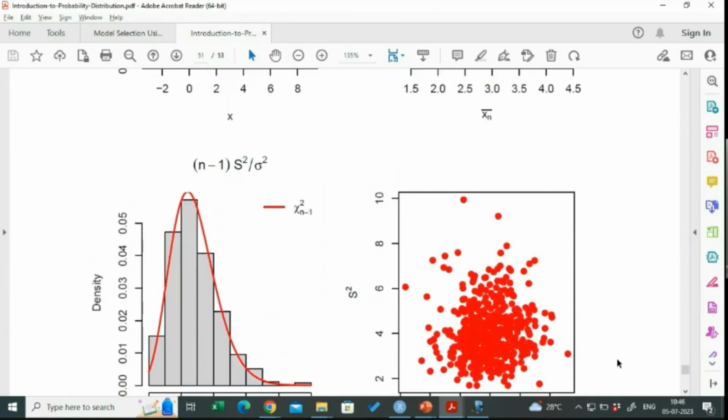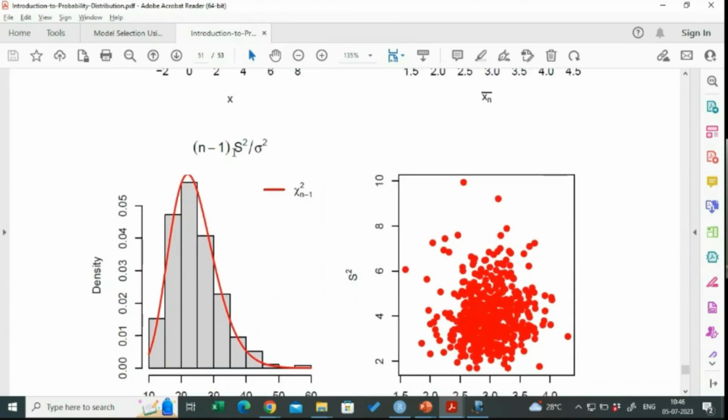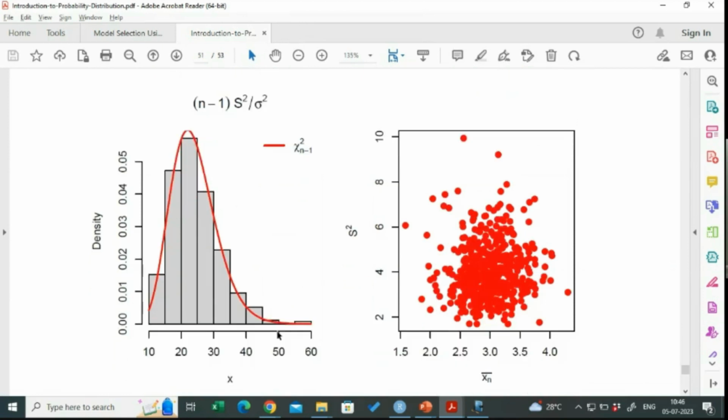Similarly, this distribution follows a chi-square. That's wonderful. For multiple rounds of simulations, we calculated this quantity and drew the chi-square n minus 1 graph on it. Similarly, for a normal distribution, we always know that the sample mean and sample variance are uncorrelated. They are basically independent.